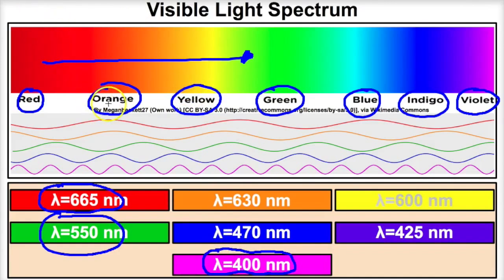And so now what we can do is we can actually learn how to determine and calculate the frequency of a wave, the wavelength of a wave, and the wave speed of a wave. So let's take a look at how we can do that.